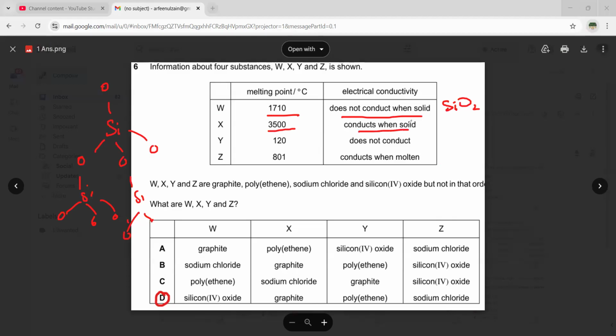High melting point and conducts when solid: this gives an idea it's graphite, because we have graphite as an option. Low melting point, does not conduct electricity: this gives an idea it is a polymer, polyethylene. High melting point and conducts when molten: this gives an idea it's an ionic compound, and the ionic compound here is sodium chloride. So silicon dioxide does not conduct electricity because it does not have free electrons or ions.